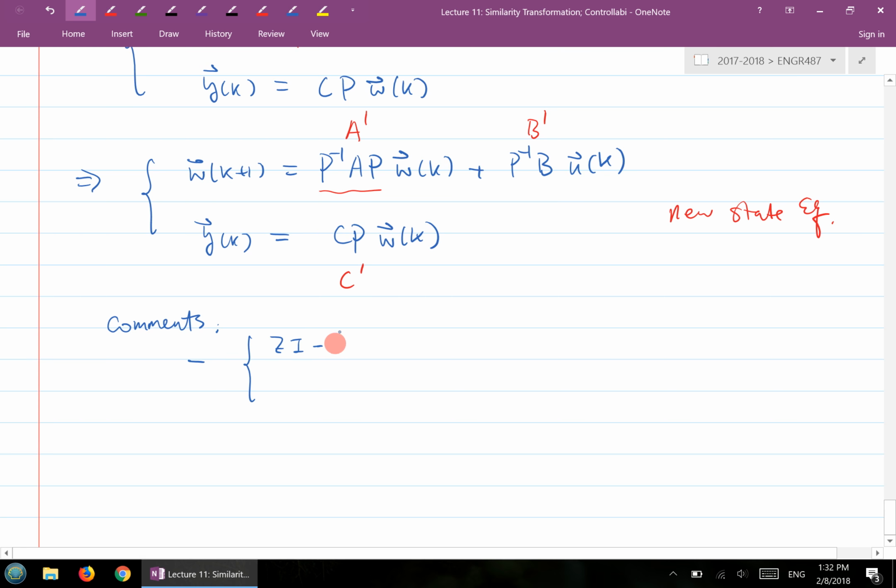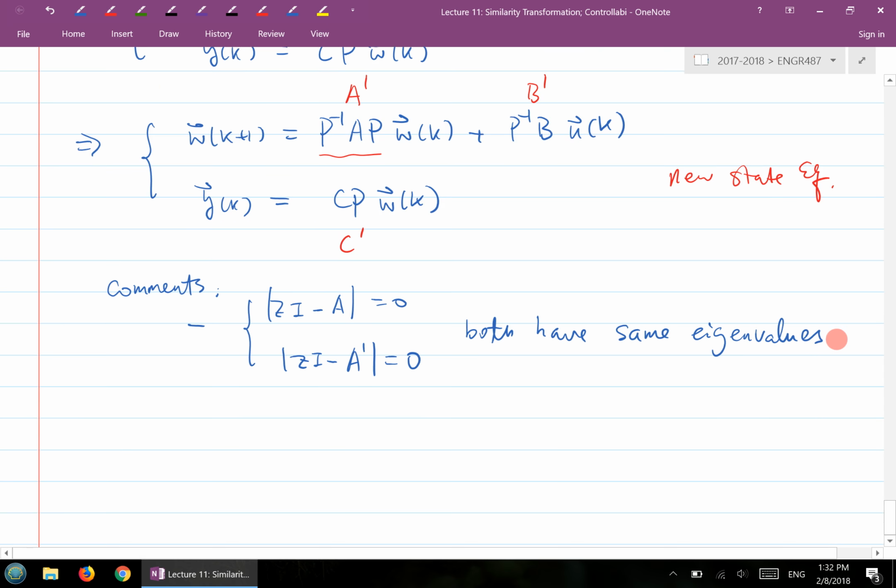If you look at the calculation of the eigenvalues for both A and A prime, both will have the same eigenvalues, right? That makes sense because you're talking about the same system. You're not changing the system here, you're just describing the system differently.